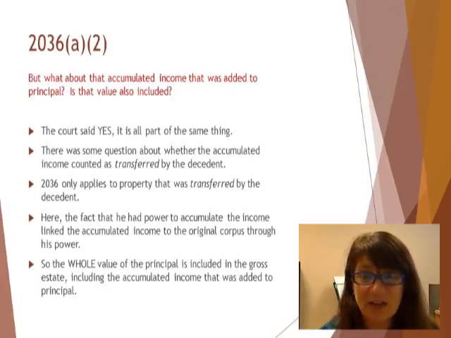Now here, the fact that the decedent had power to accumulate the income linked the accumulated income to the original corpus through his power. So the whole value of the principal is included in the gross estate, including the accumulated income that was added later.